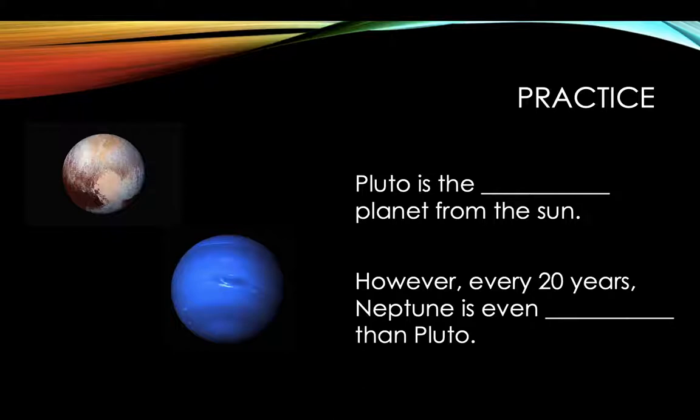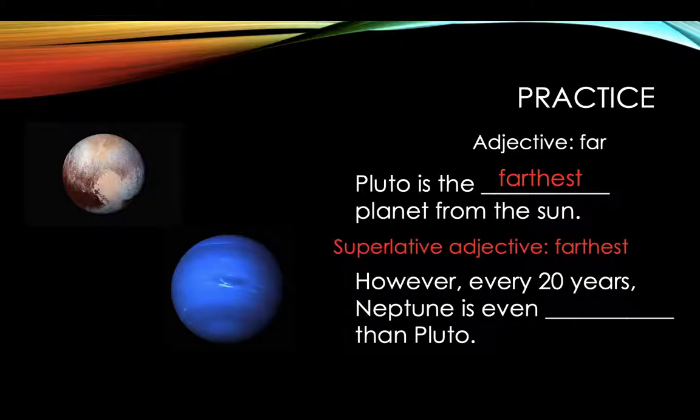So let's practice. Pluto is the blank planet from the sun. However, every 20 years, Neptune is even blank than Pluto. So the adjective I want to use is far, which is an irregular adjective. So Pluto is the farthest from the sun. However, every 20 years, Neptune is even farther. Okay?